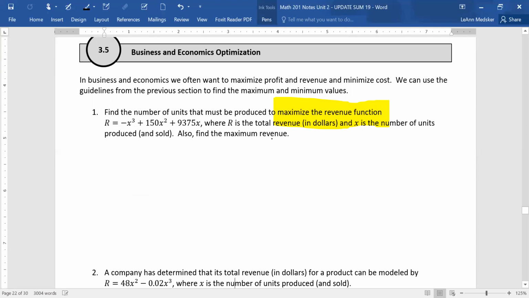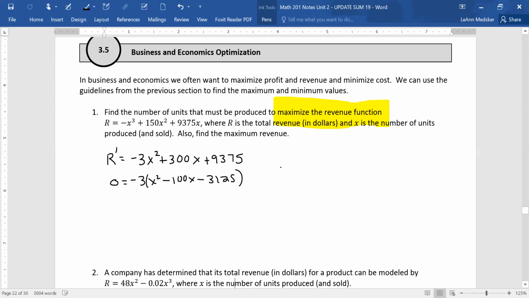Also, they want us to find the maximum revenue. They actually want us to figure out what that maximum amount of money they're going to take in would be. So we're going to take the derivative of our revenue function, which would be negative 3x squared plus 2 times 150, which is 300x, plus 9,375. I would pull out a negative 3. I think they're all divisible by 3, so that makes this x squared minus 100x minus 3,125.